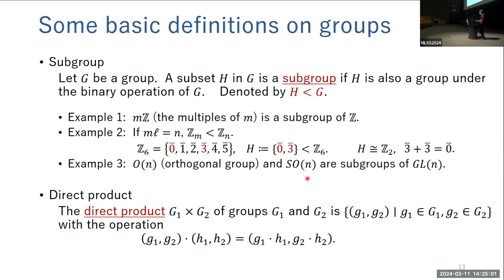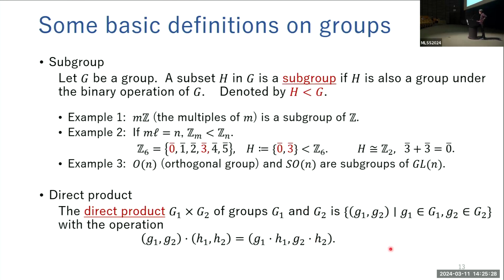And also SO(n), our special orthogonal group, meaning that the determinant is 1. In the orthogonal group, there are rotations and reflections. However, SO(n) consists of only rotations in the n-dimensional space. And they are examples of subgroups of the general linear group.